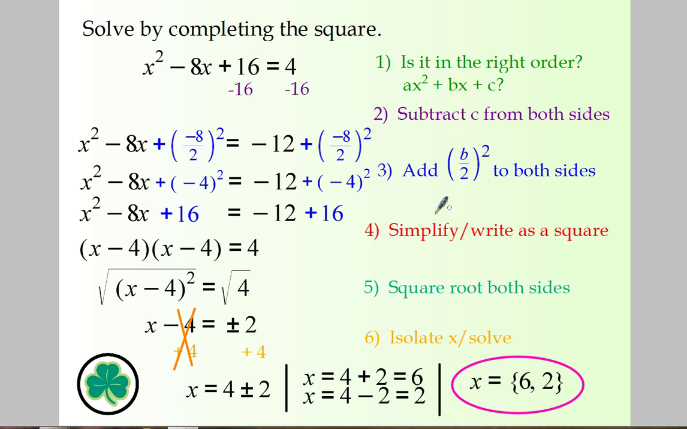Since we're learning to complete the square to find roots, or to find x-intercepts for our parabola, this parabola is going to have x-intercepts at 6 and 2.